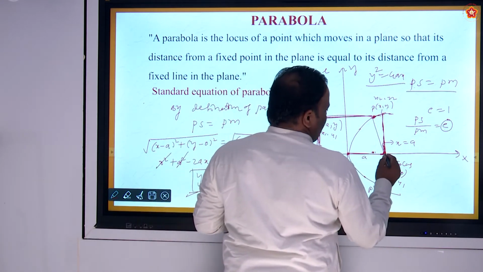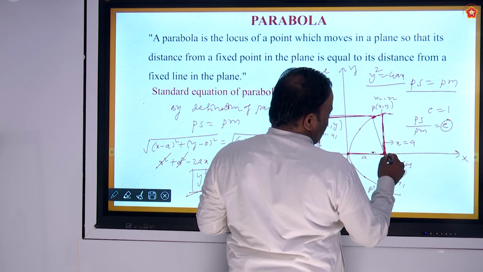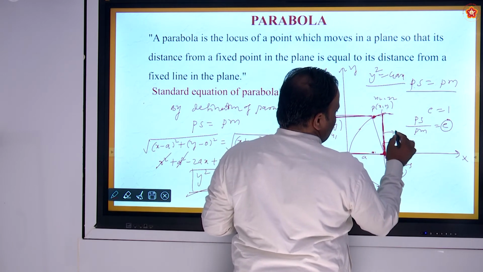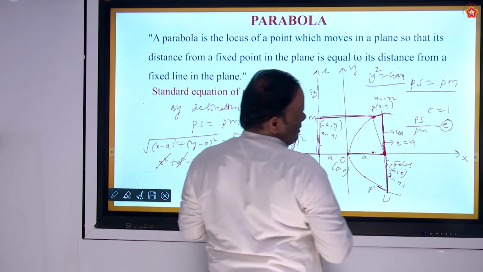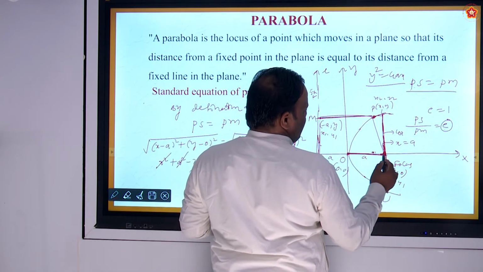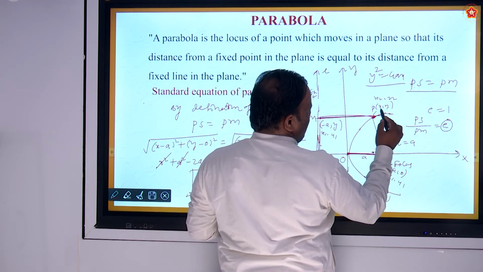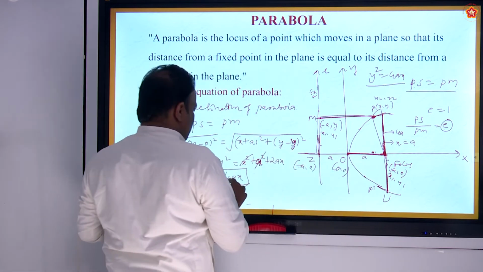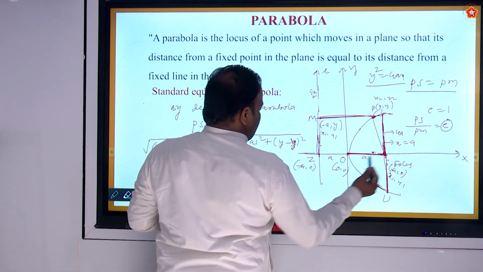The length of LR, the total LL dash, is 4a. We can prove this. Suppose this is a, then we know the equation of the parabola is y square equal to 4ax. You put x equal to a here.